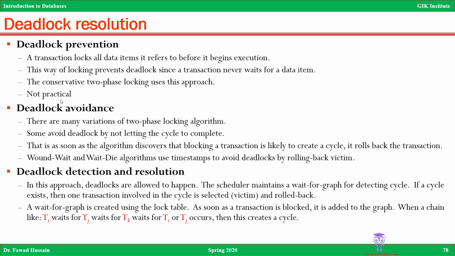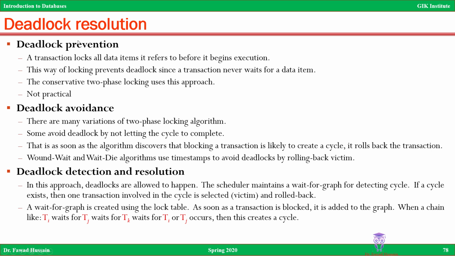And similarly, if there are a lot of transactions, I cannot start my transaction until I get all the tables in an exclusive lock for me. And if I can't get those, it means I'm going to keep waiting forever. So this is not a very practical solution. So what happens is that we do allow the deadlock to happen, and we try to resolve it.